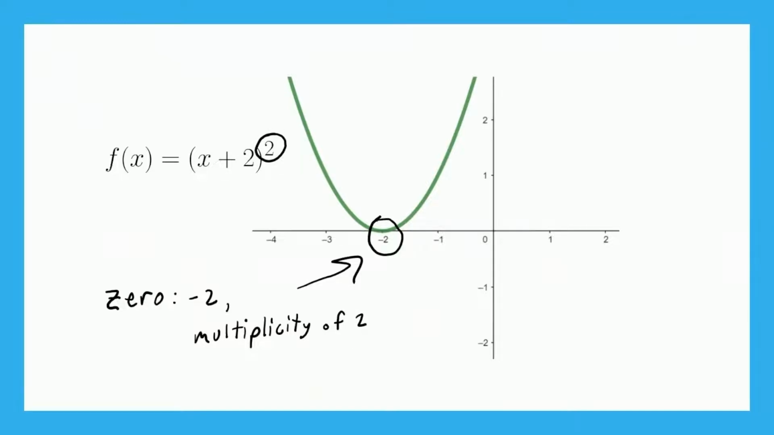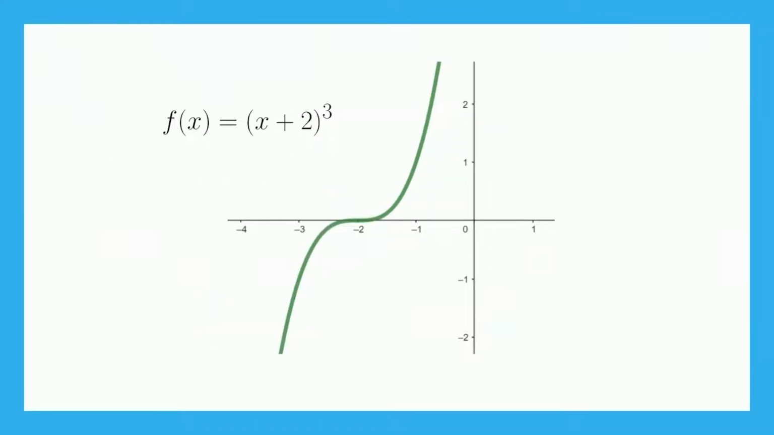Now, what do you think will happen if we replace this 2 in the exponent with a 3? Do you think that it will cross the x-axis or stay above the x-axis? It now crosses the x-axis again because this exponent is 3. So we still have a 0 at x equals negative 2, but now this is a 0 of negative 2 with a multiplicity of 3 because of that 3 in the exponent.